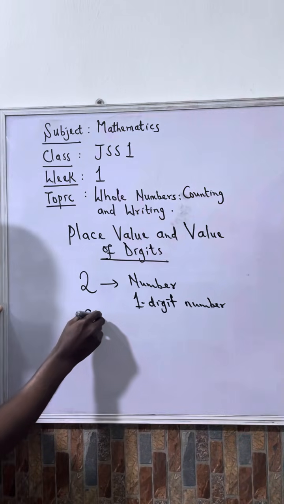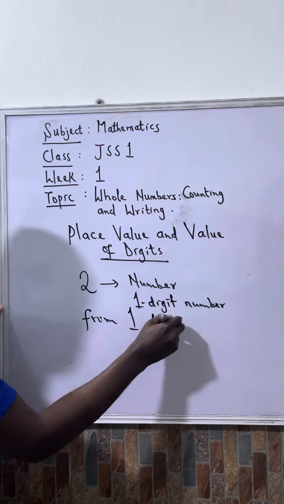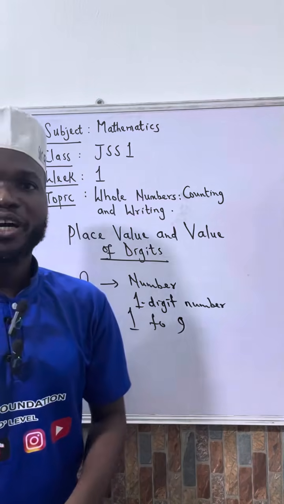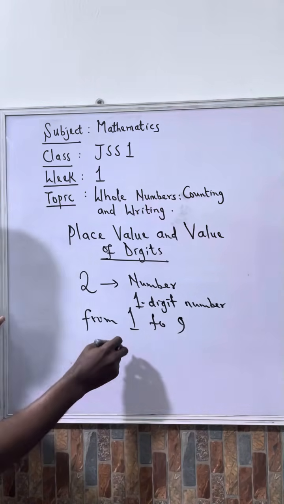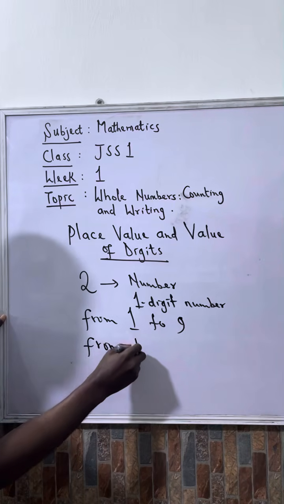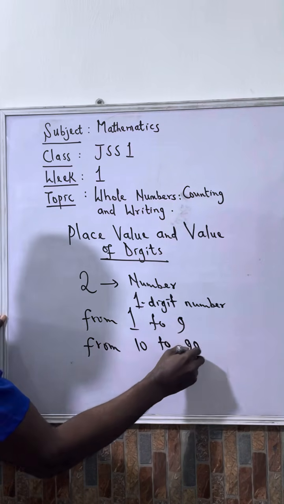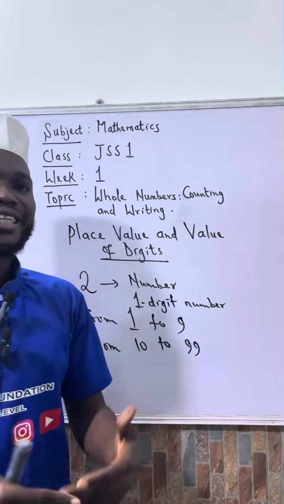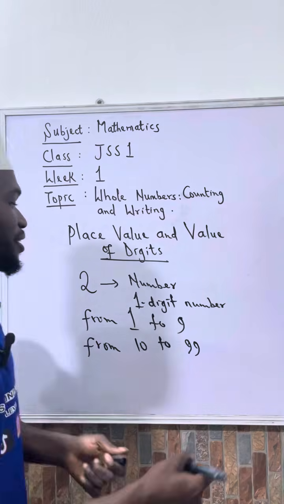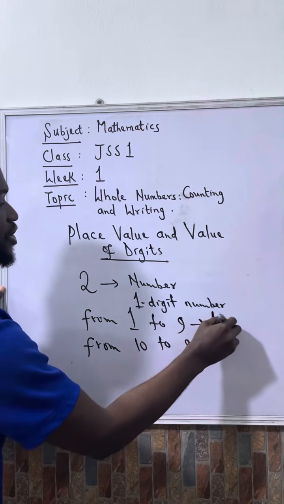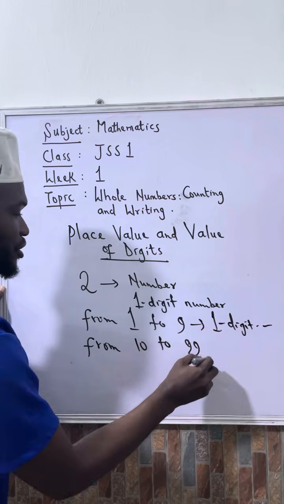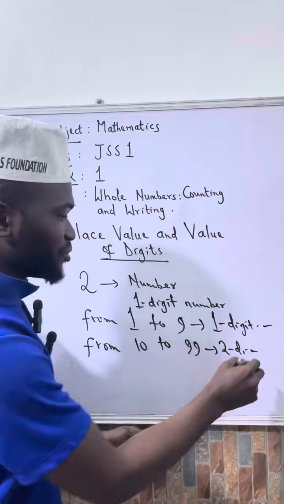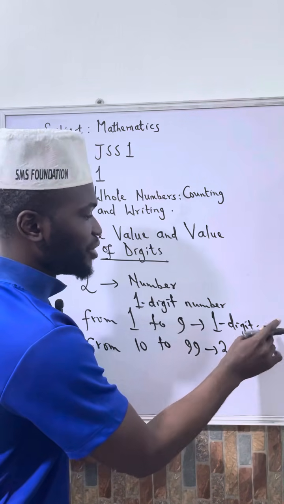From 1 to 9, they are all 1 digit numbers. Now, 2 digit numbers begin from 10 to 99. From 100 to 999, they are all 3 digit numbers. These ones are 1 digit numbers, these are 2 digit numbers, and that's how it continues.